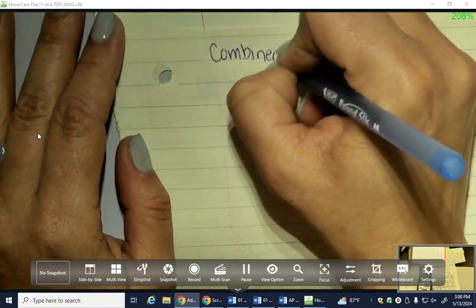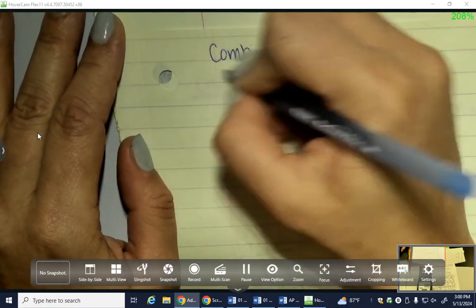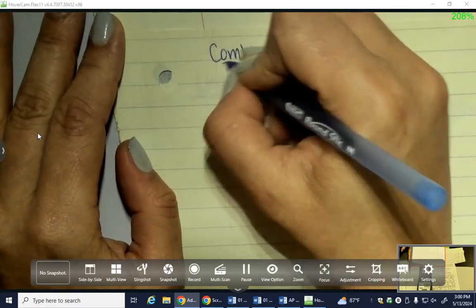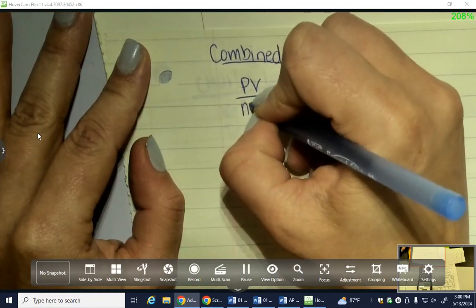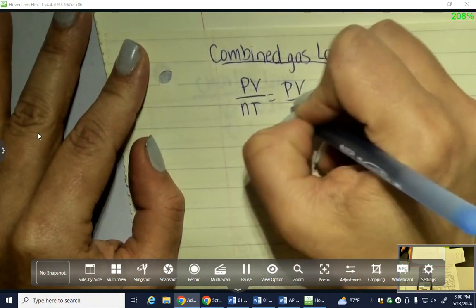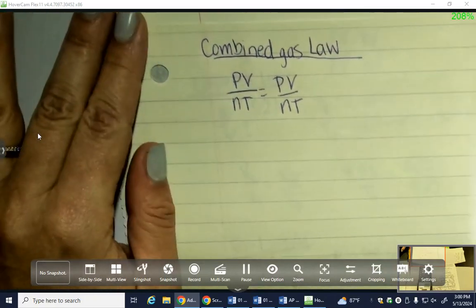So the combined gas law is going to be PV over nT equals PV over nT. Now let's see what information we have.